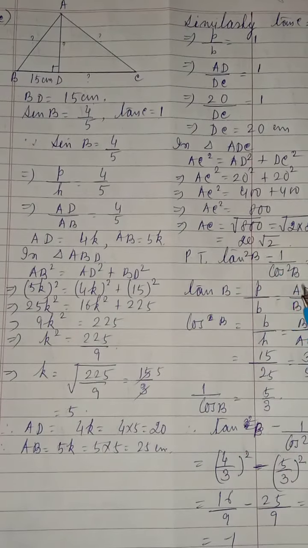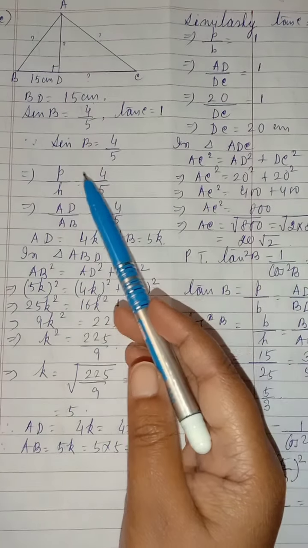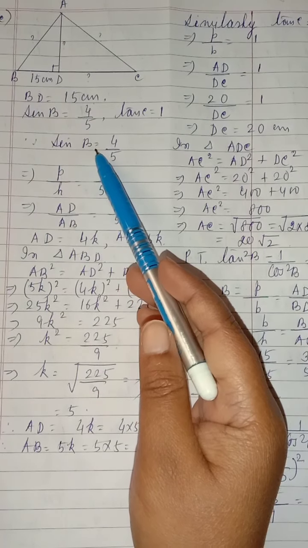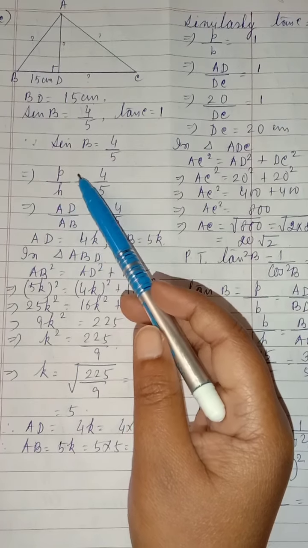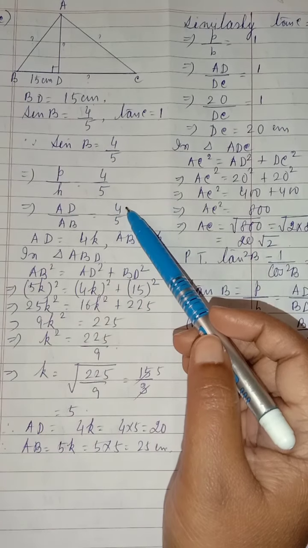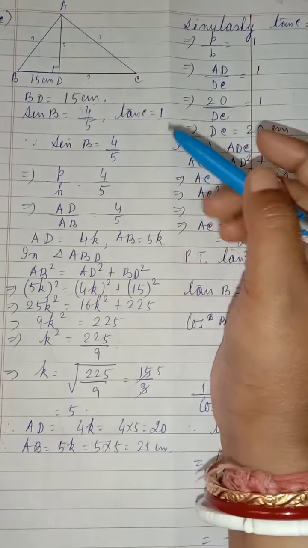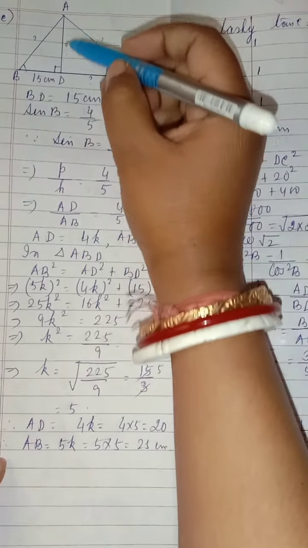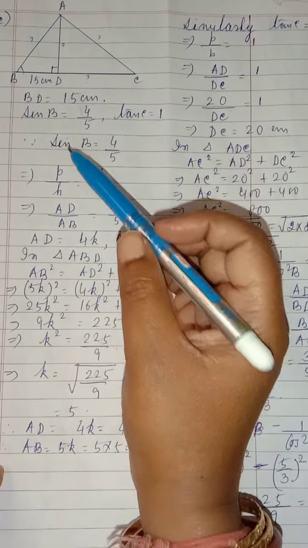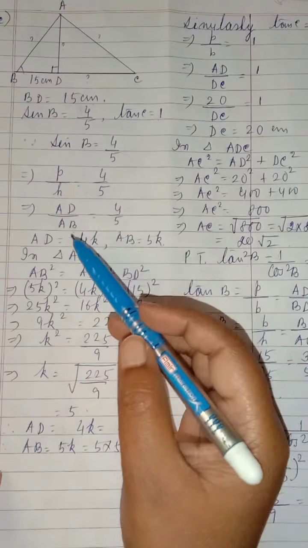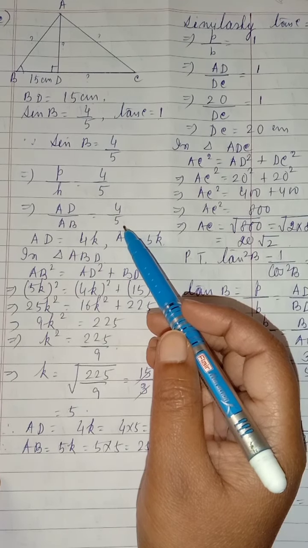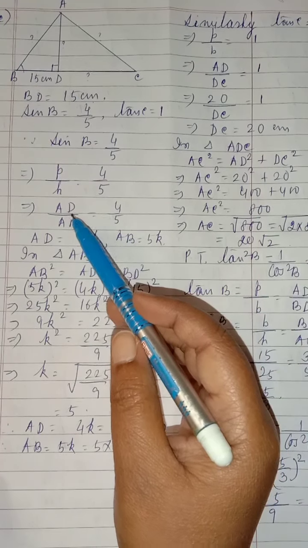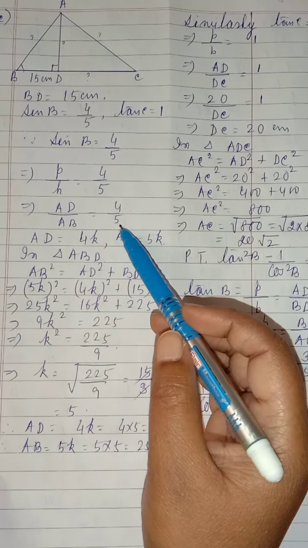So this is another type of sum. So sin B is equal to 4 by 5 given. So we know that sin B means it's perpendicular by hypotenuse. So perpendicular by hypotenuse is equal to 4 by 5. Now for angle B, if this is the angle B, so for this the perpendicular is AD and hypotenuse is AB. So it's AD by AB is equal to 4 by 5. Now since it's a trigonometric ratio, we cannot write AD is equal to 4 and AB is equal to 5. That is wrong.